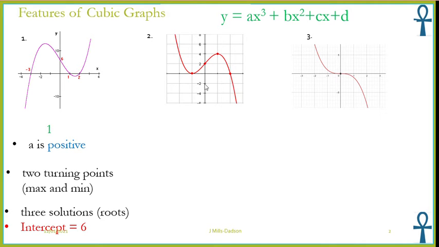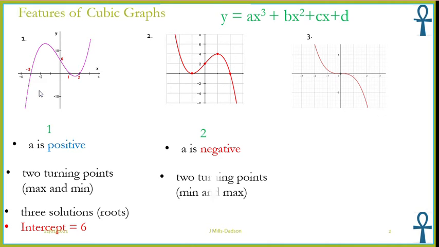Let's look at the second one. As you can guess, if the coefficient of this is positive, what do you expect this to be? Of course, negative. It also has turning points, but this time what? Minimum first before maximum. Minimum turning point before maximum turning point. And the solution for this particular one is only 2, one at this point and one at that point.